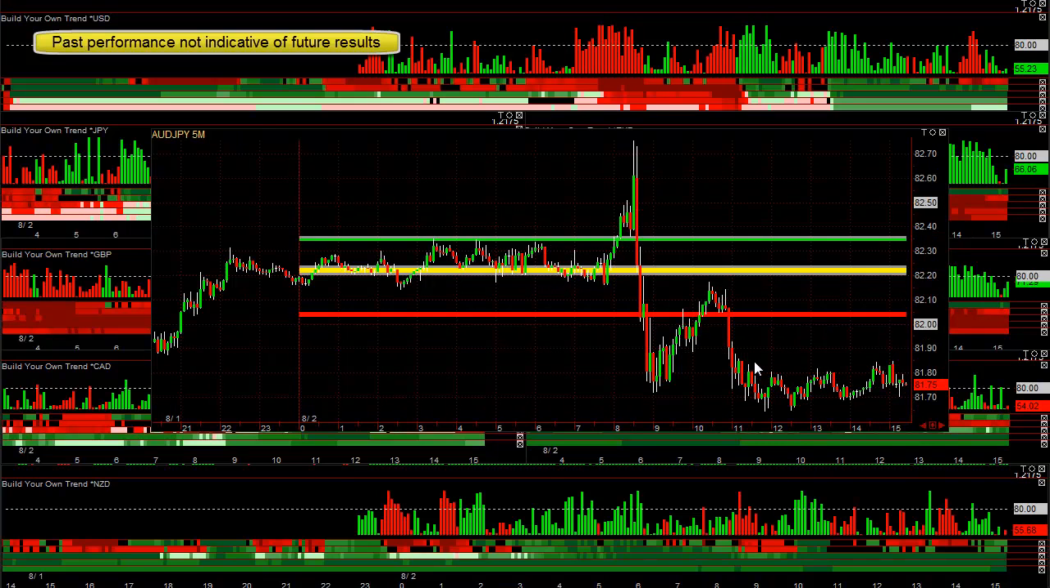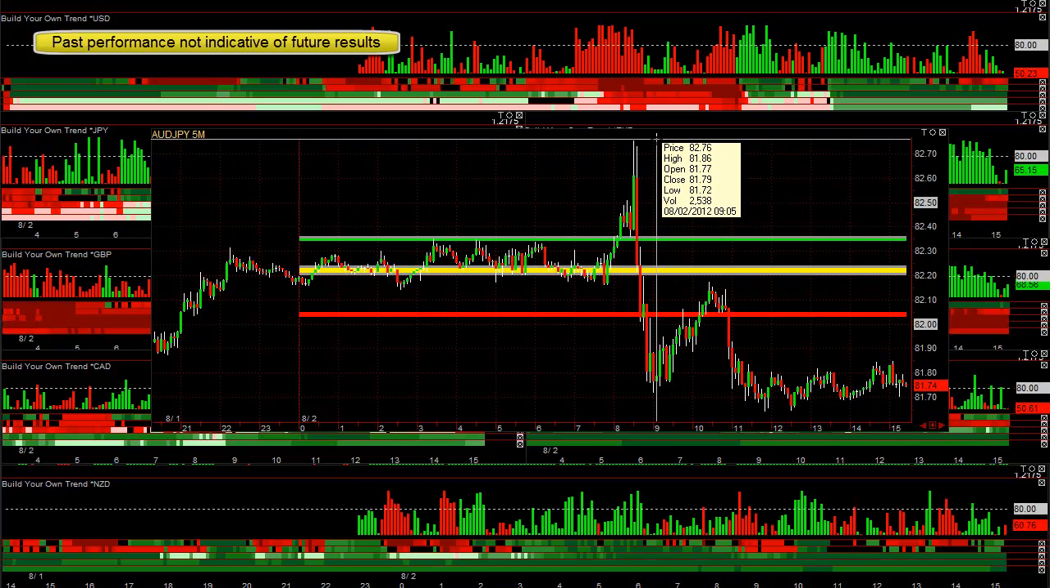Everyone's going to be different. Sometimes you're going to be close. Notice how this is chopping around in between these two levels. So when it breaks out above here, it's a very good place to go long, 36, and it went all the way up to 76.